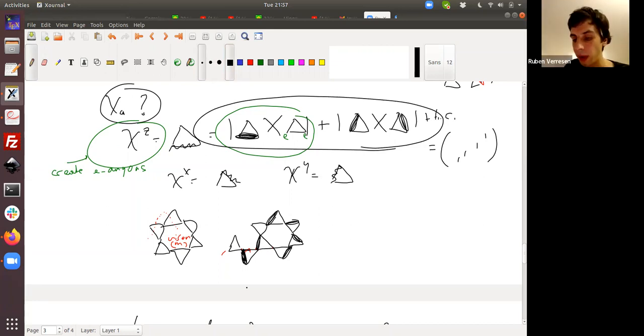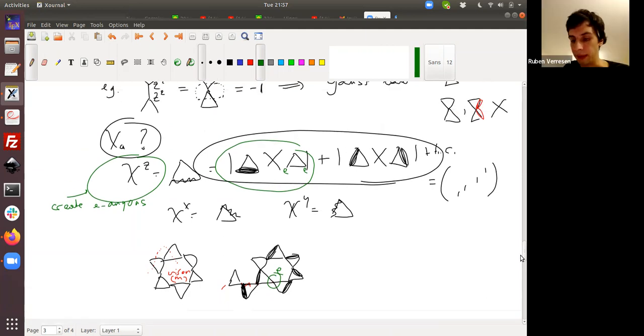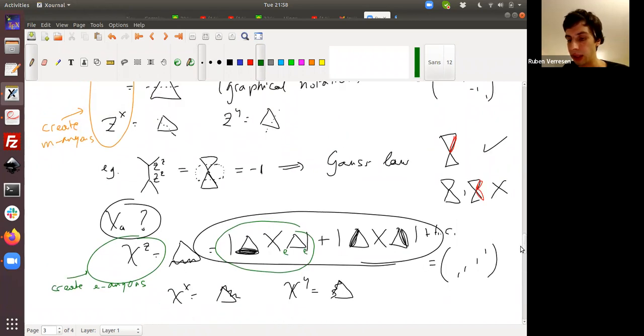And now you see everywhere it satisfies a dimer constraint except where my string ended. We have an E-anion or a monomer if you wish. So it's exactly that. These are exactly the E-anion string operators. It's defined as a single-sided.